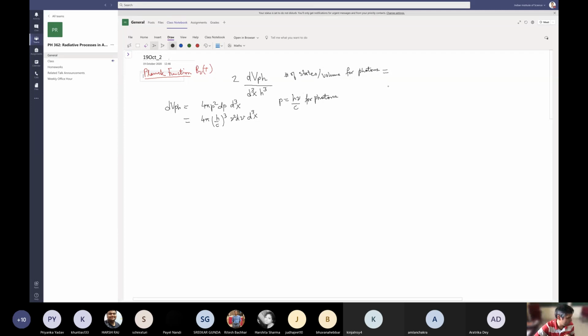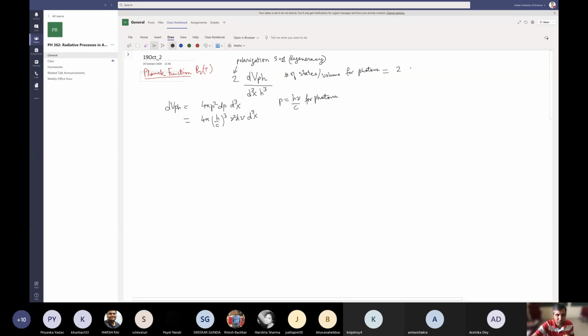So the number of states per unit volume for photons becomes 2 times that. This 2 is because of 2 independent polarizations of light, or you can call them spins. The spin of the photon is 1, so you can have +1 or -1, which are identified classically with polarization. This is the degeneracy factor. Every point in phase space d3x d3p can have two photons, with one polarization or the other.